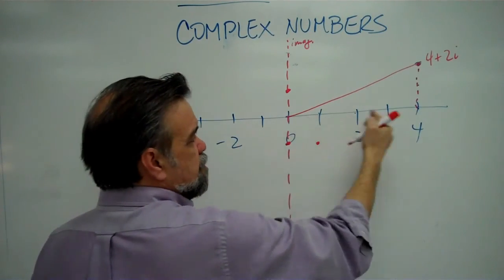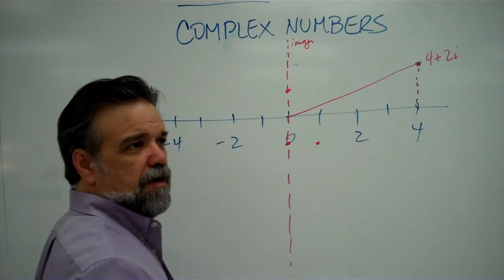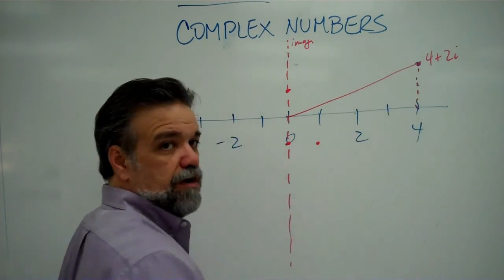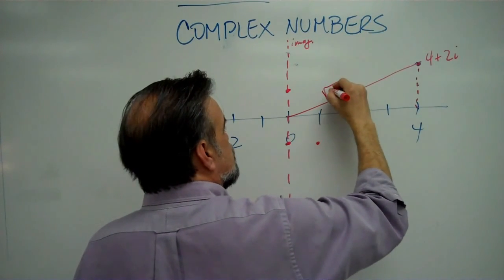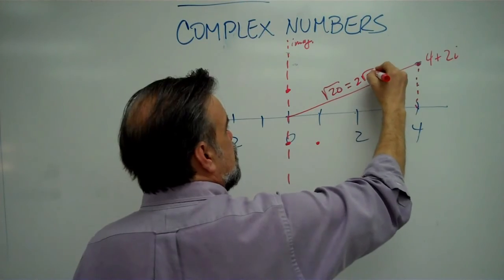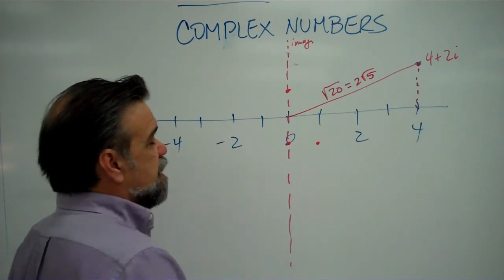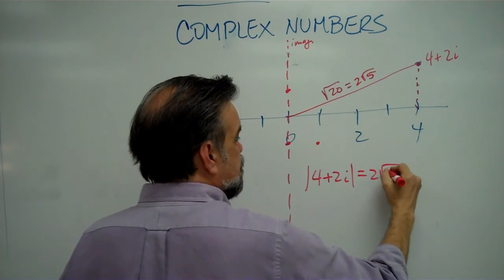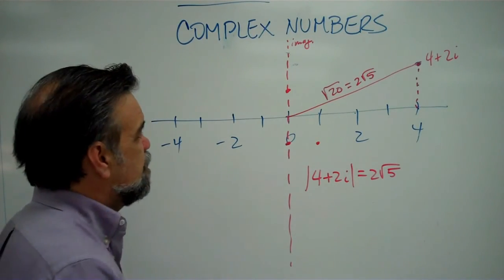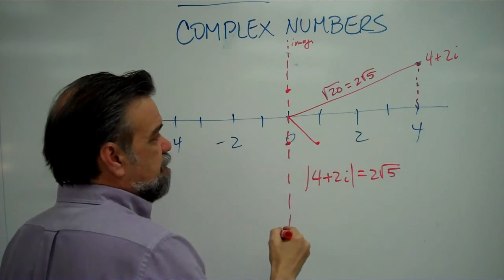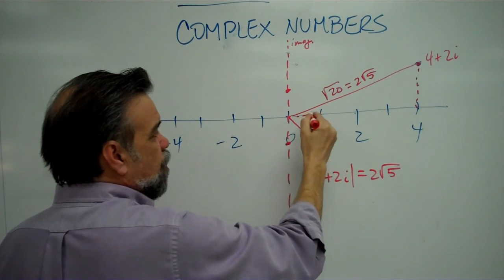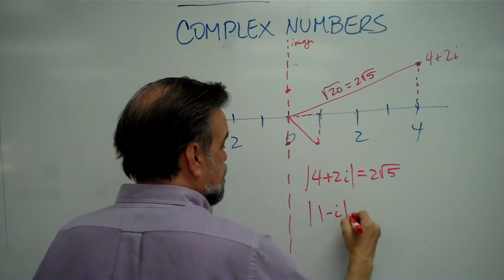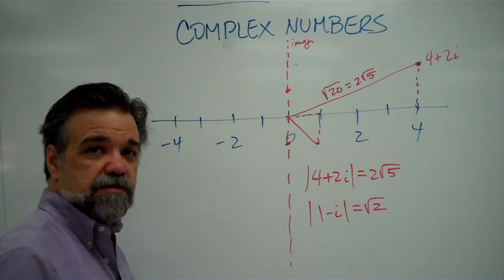That's easy. 4 squared is 16. 2 squared is 4. So that means 16 plus 4 is 20. So that means this squared will be 20. So that's just the square root of 20, which happens to be 2 times the square root of 5. Okay? So then I would write the absolute value of 4 plus 2i is 2 times the square root of 5. Cool, huh? What's the absolute value of 1 minus i? Well, now we have a triangle that is 1, 1, and square root of 2. Okay? So the absolute value of 1 minus i is square root of 2. And that's all there is to it.